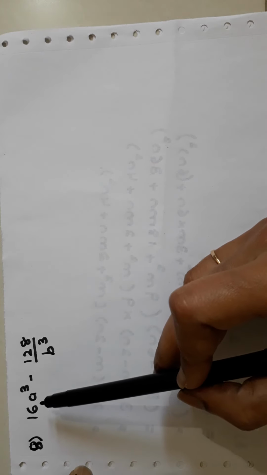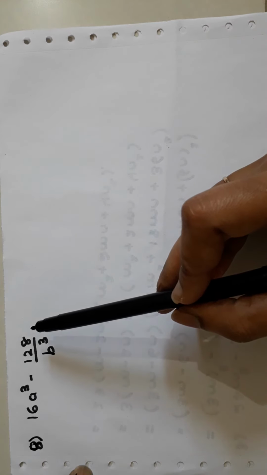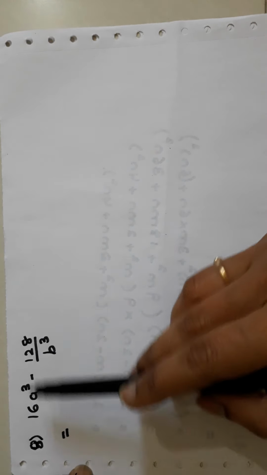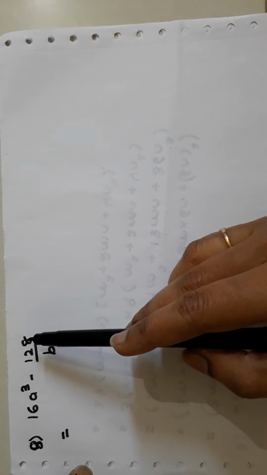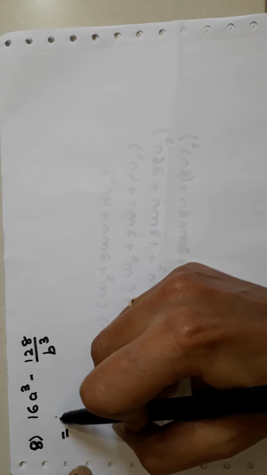Question number 4, 16a cube minus 128 upon b cube. Sorry, this is question number 8. Question number 8, 16a cube minus 128 upon b cube. Now here in this case, 16 you cannot write as a cube of a number. 128 also we cannot write as a cube of a number. But both the numbers 16 and 128 are divisible by 4. So take 4 common.